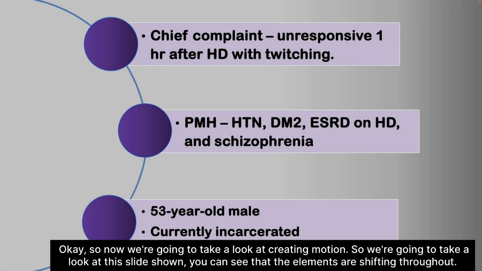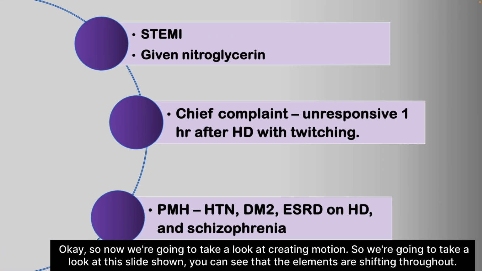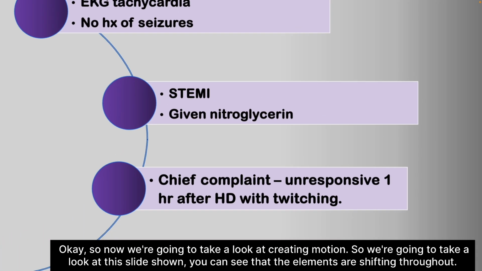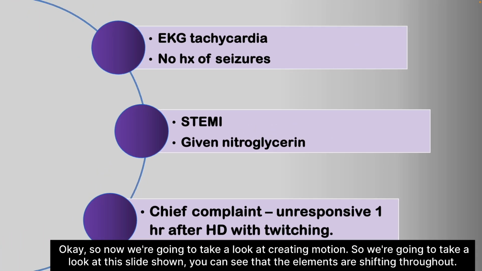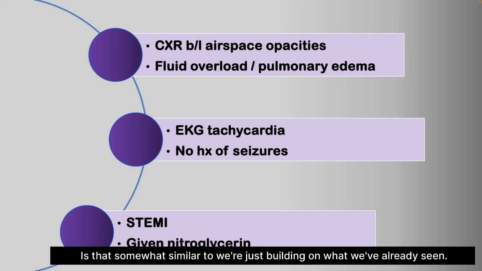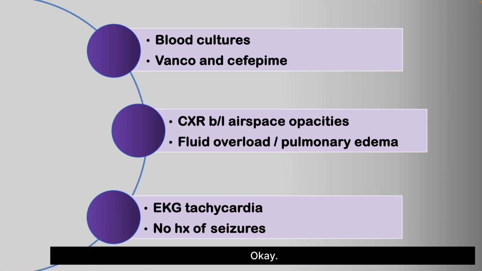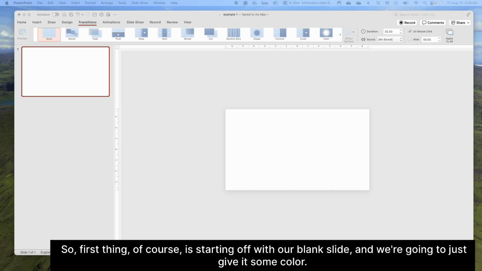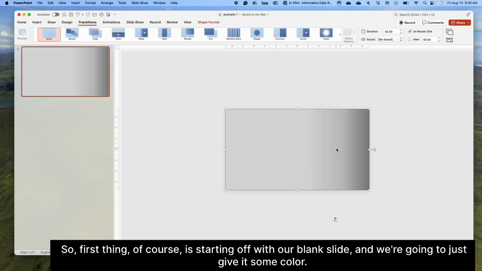Okay, so now we're going to take a look at creating motion. So we're going to take a look at this slideshow, and you can see that the elements are shifting throughout. This is somewhat similar to, we're just building on what we've already seen. Okay, so first thing, of course, is starting off with our blank slide, and we're going to just give it some color.